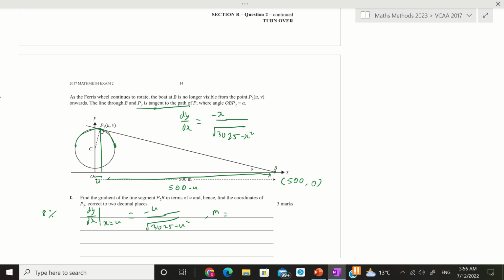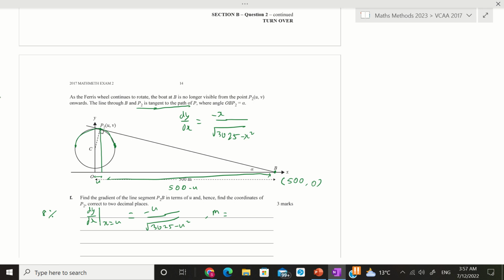Okay, so next for us to find the gradient is to use y2 minus y1 over x2 minus x1, just how we would find the gradient from basics. Whenever we have a line and we're given two points, we can find the gradient by taking the first y coordinate minus the second y coordinate over the first x coordinate minus the second x coordinate. In this case, we want to express the y coordinate, which is given by v, in terms of u as well, in order for us to eventually find out what u is.